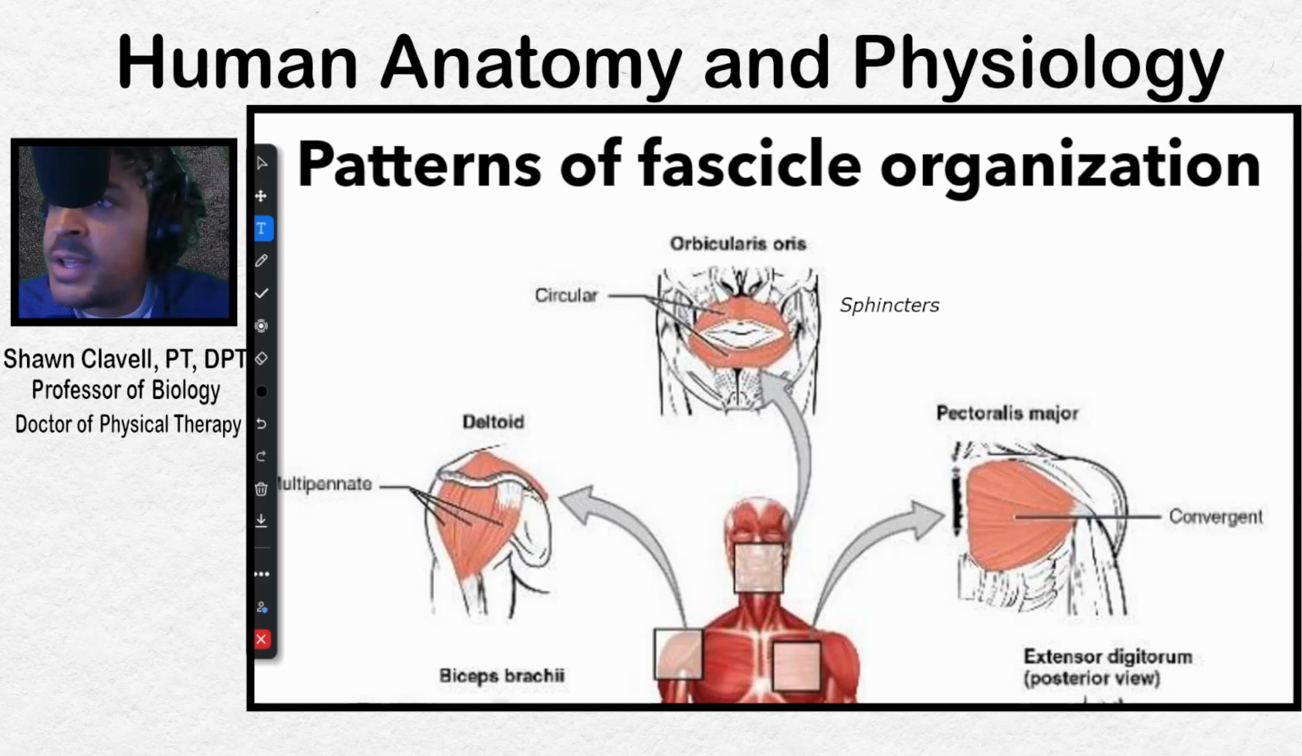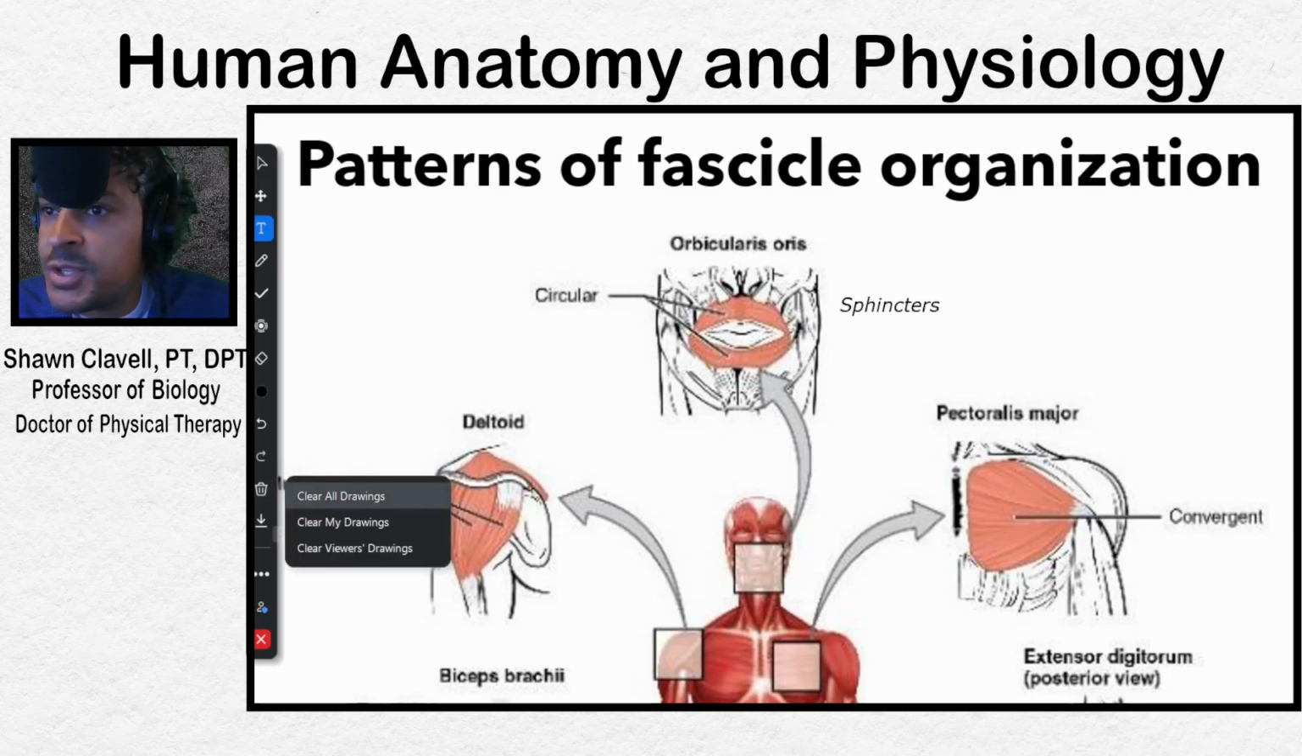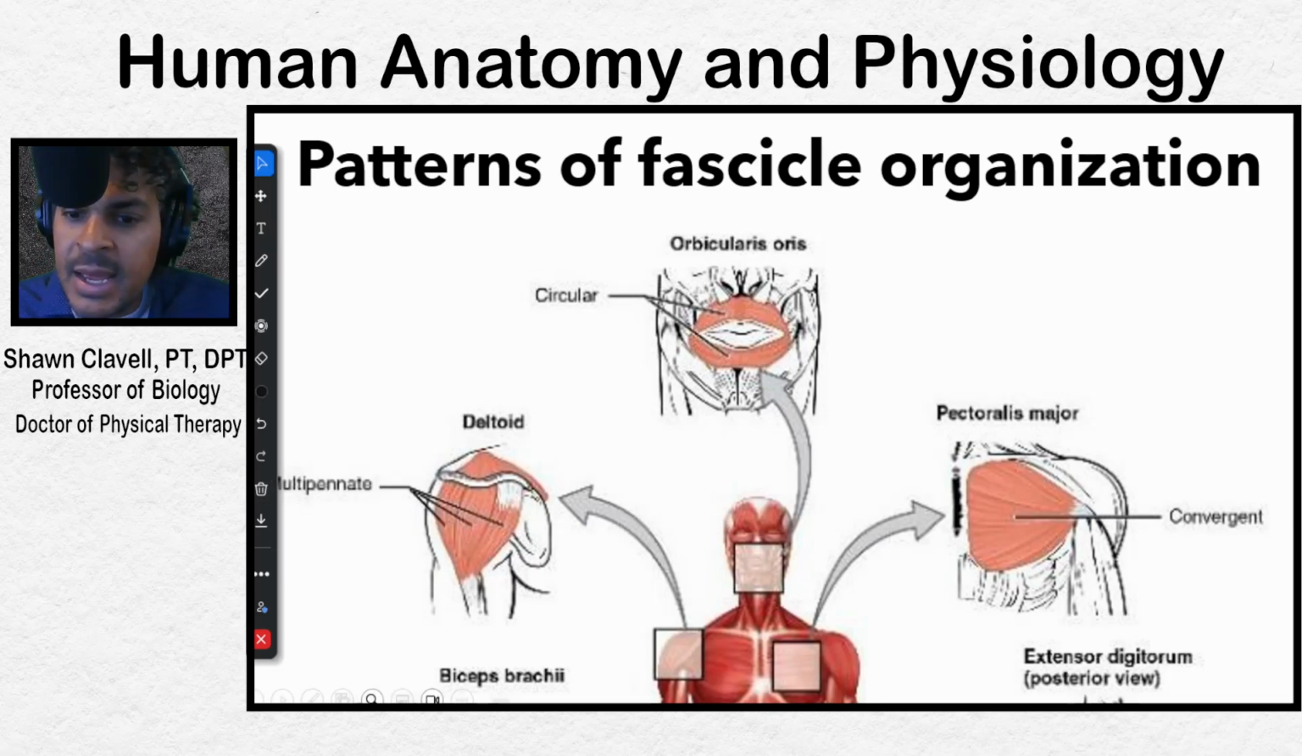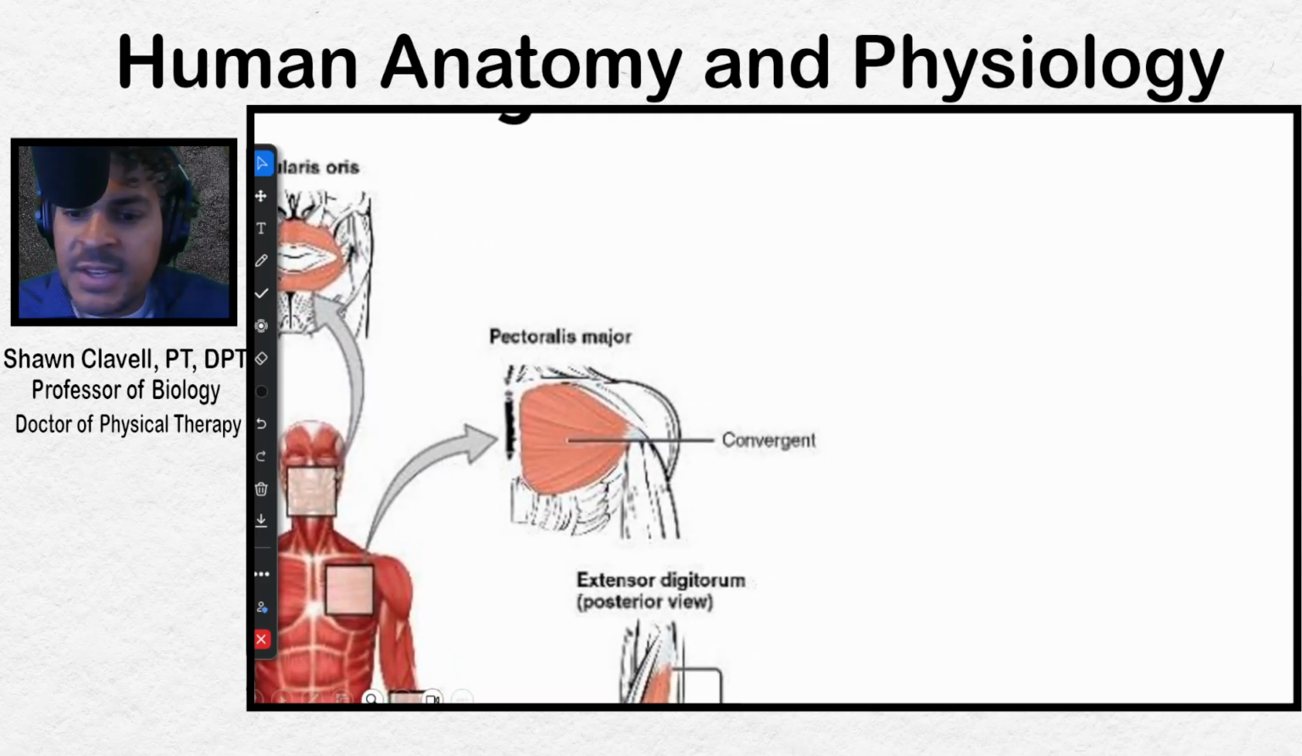The next term here is convergent muscles. Convergent muscles are muscles that have a very broad origin and then taper down into a narrow insertion. So these muscles often look like a triangle or a fan shape. The pectoralis major is an example of a convergent muscle, and again, this is a muscle that is pretty much built for strength. The idea here is that all of these fibers can grow or end up in one single common area.